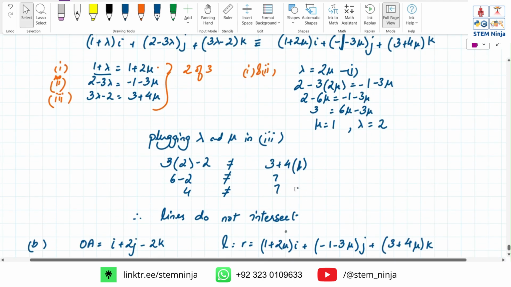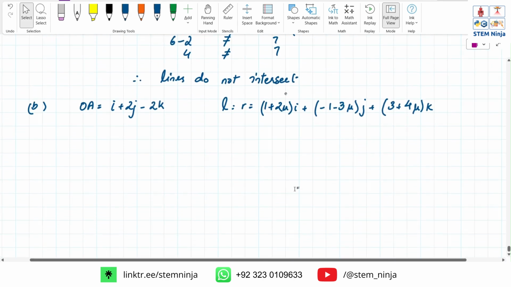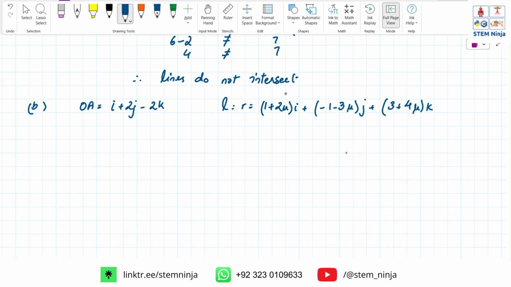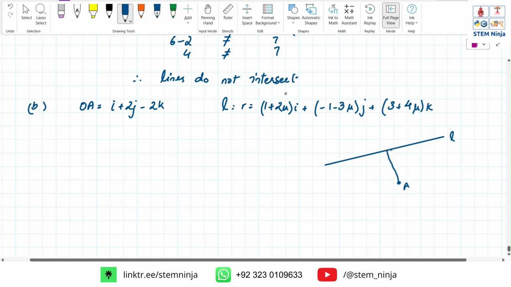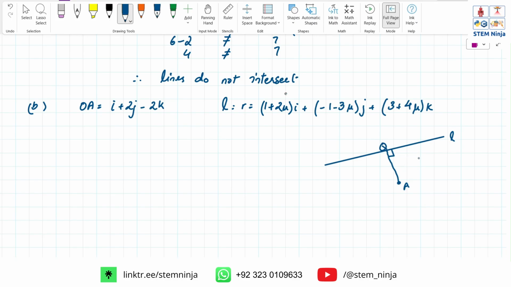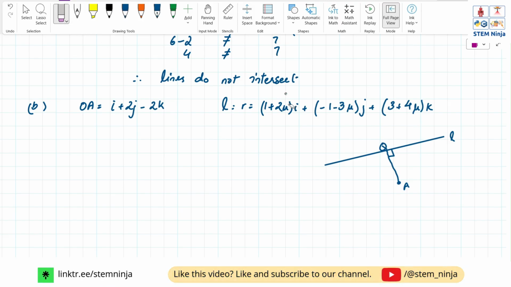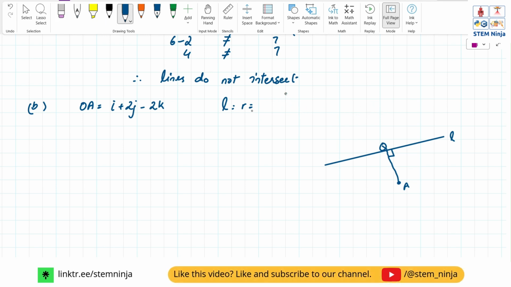Just to make sure that we are writing the correct one. Now, we know if this is L and this is our point A, this is going to be perpendicular. So this point, let's call it Q, the foot of the perpendicular Q. So AQ is going to be perpendicular to the direction vector. Actually, sorry, we did not need that. My bad. So I minus j plus 3k plus mu times 2I minus 3j plus 4k.